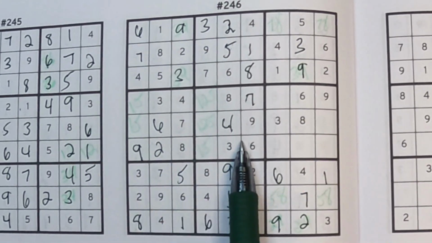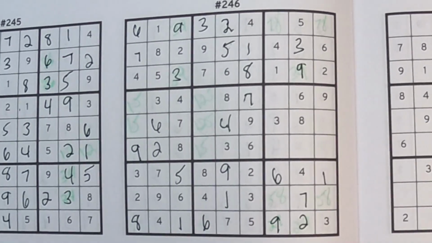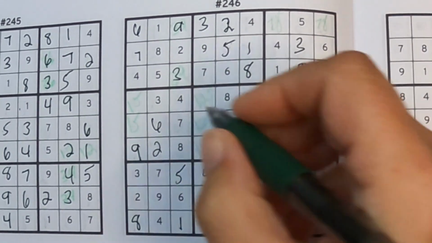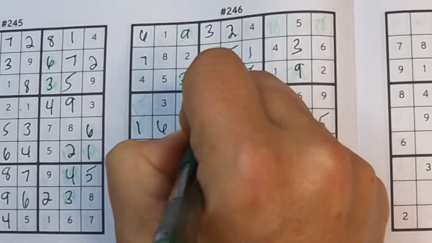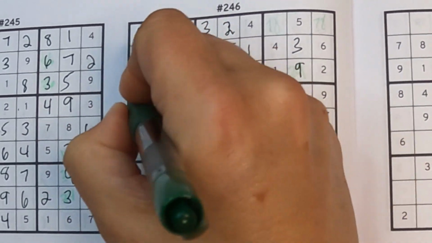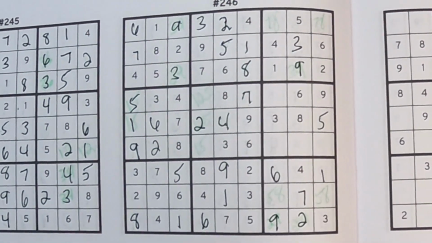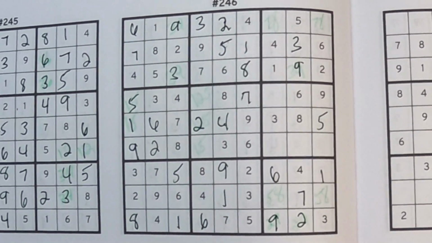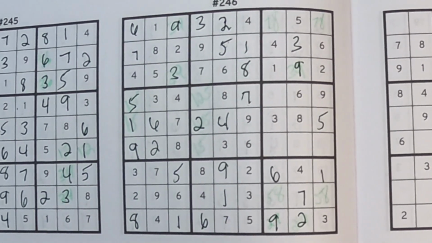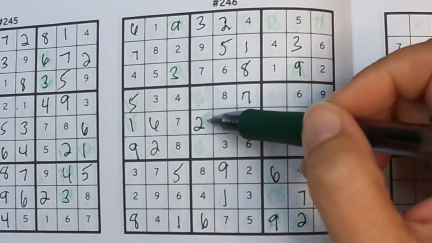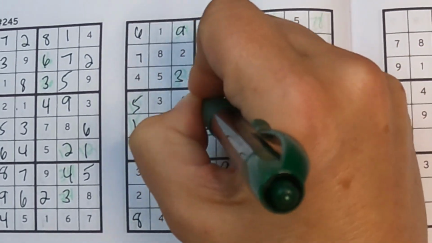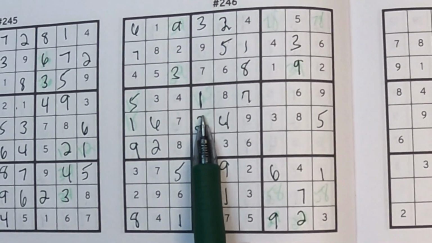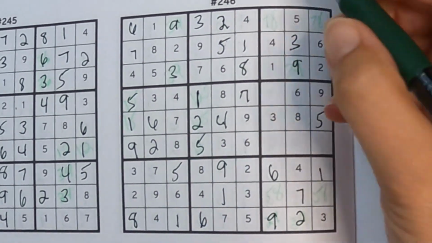For this row, we're missing 1, 2, and 5. We've got 1 and 2 here, so this is our 5. That 5 makes this our 1, 2. That 1 makes this our 5. That 2 and that 5 means this is our 1, 5. For this row now, we're missing a 2.